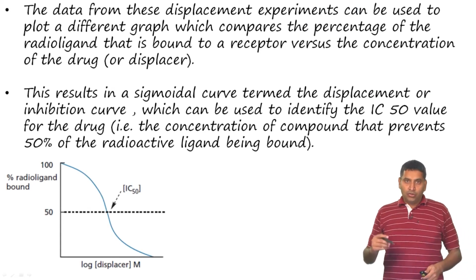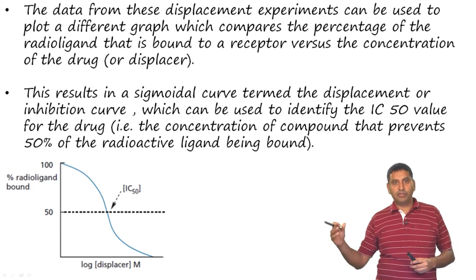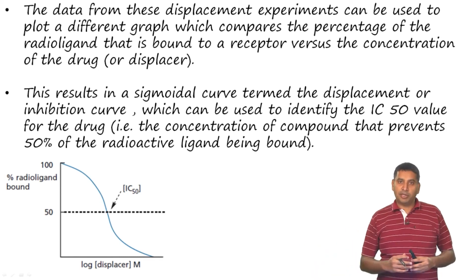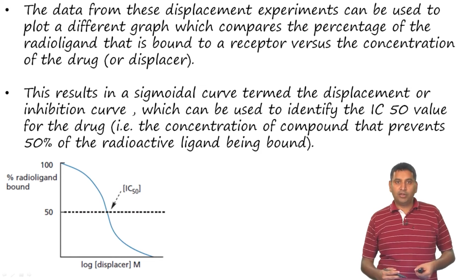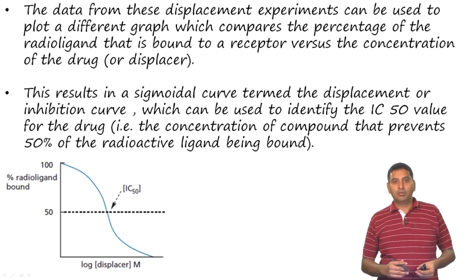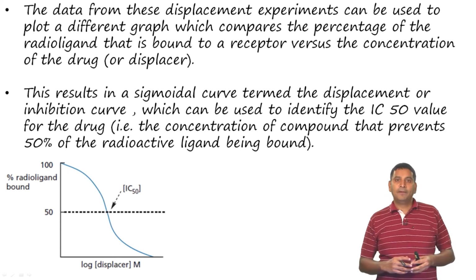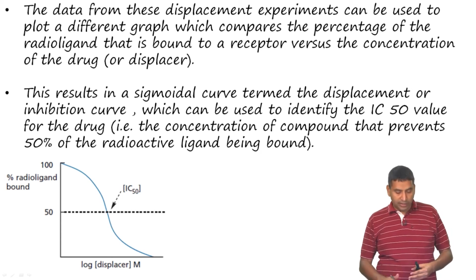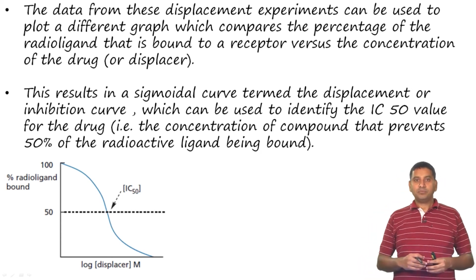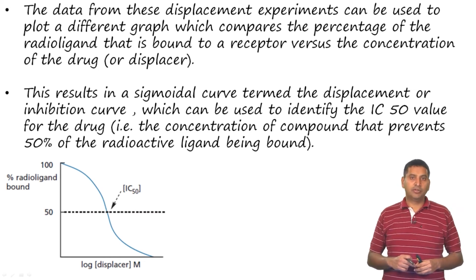So, the data from these displacement experiments can be used to plot a different graph from which we can calculate some important parameters. We plot the percent of radiolabeled ligand bound versus the concentration of the new drug or the displacer, using a logarithmic scale, and when we plot this, we get a plot as shown here. This results in a sigmoidal curve, and it is termed a displacement curve or an inhibition curve.